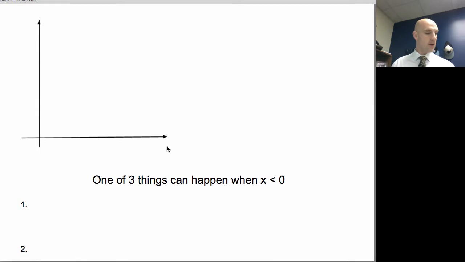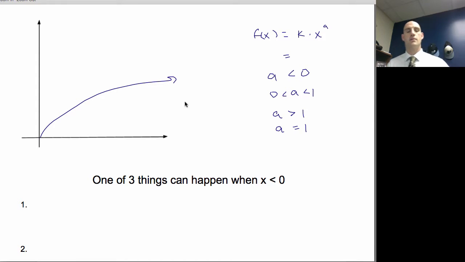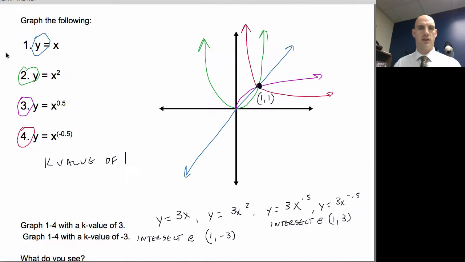And so when I've got these functions here, this is what happens. I've got this one here, square root function. So f of x is equal to k times x to the a. And so a could be less than 0. So that would be my 0.5. So this one, zero, less than a, less than 1. A could be greater than 1. A could be equal to 1. So let's think about this for a second. My family that I just graphed, and I probably need to rewrite this one. I'm going to pull this up here.